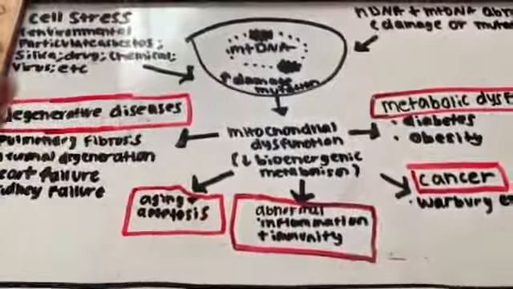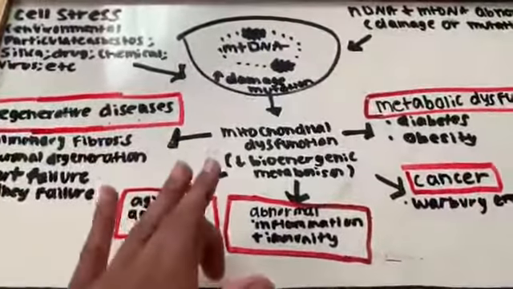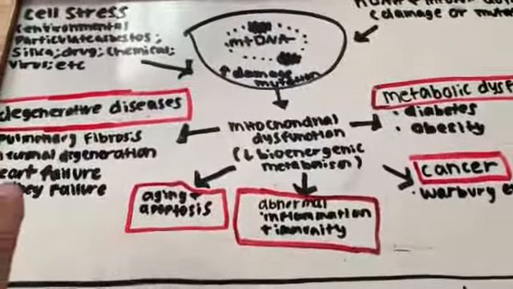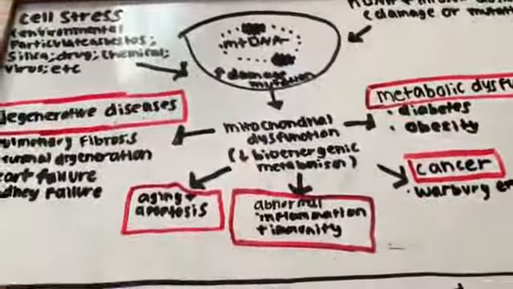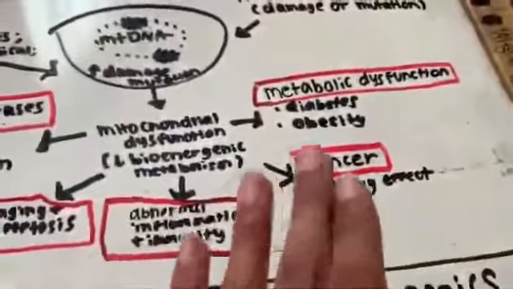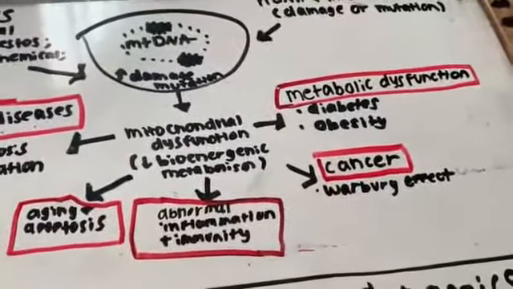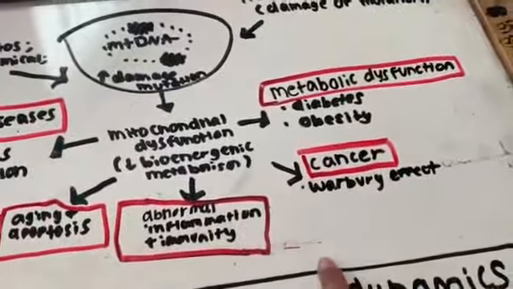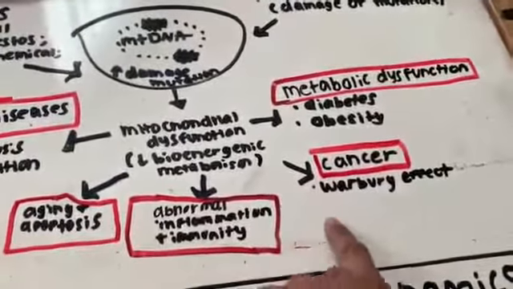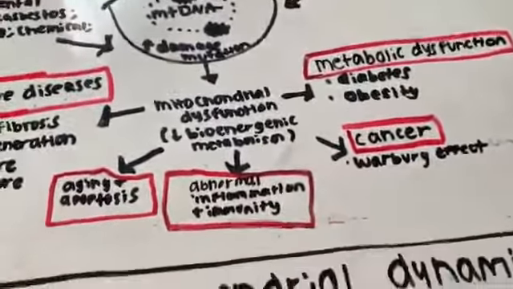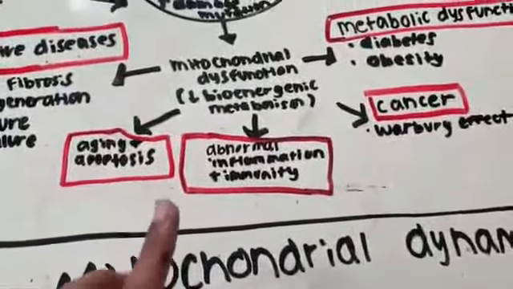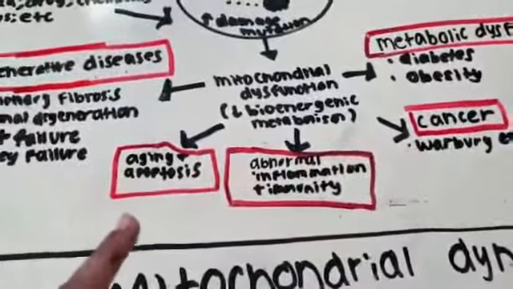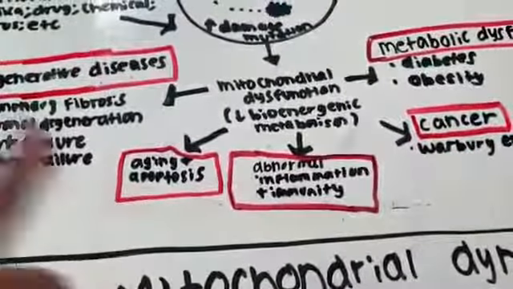As I said before, fusion and fission can help stop this, but if something bad happens, if it's not balanced, it can lead to a whole variety of things. First, we have metabolic dysfunction, which can lead to diabetes, obesity. We have cancer, which leads to the Warburg effect in cancer. It can give you abnormal inflammation and immunity. It can also affect your aging and apoptosis.